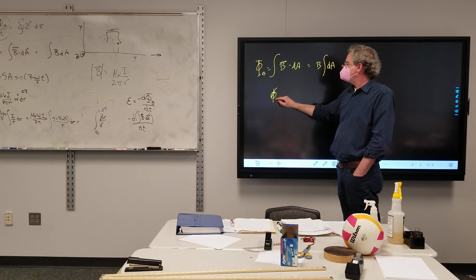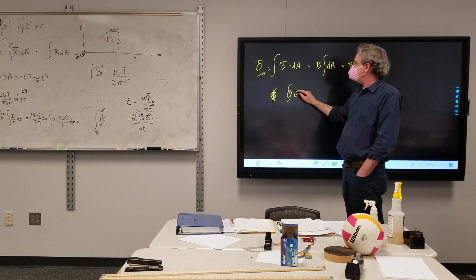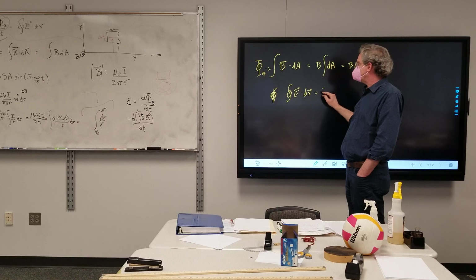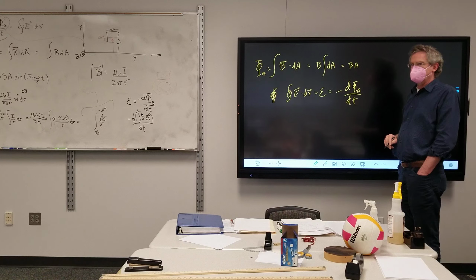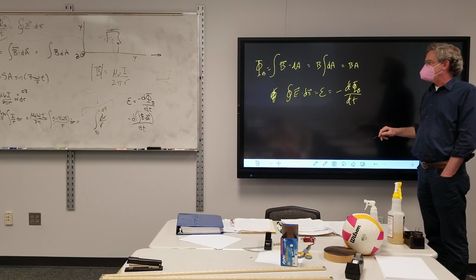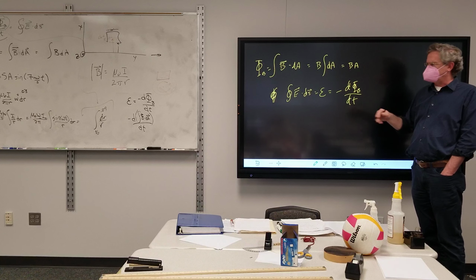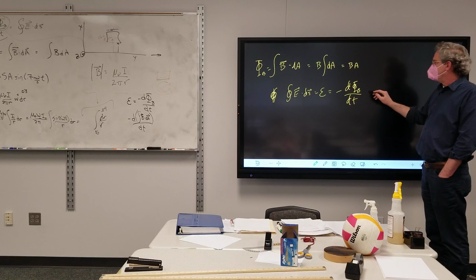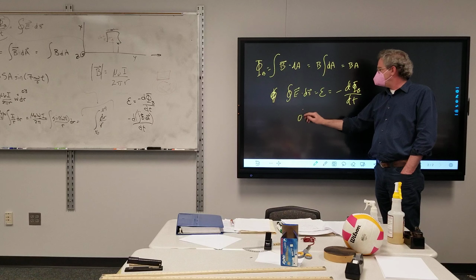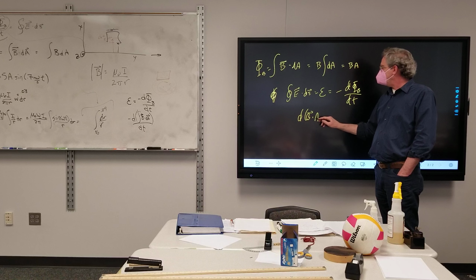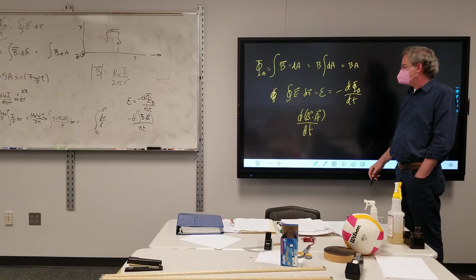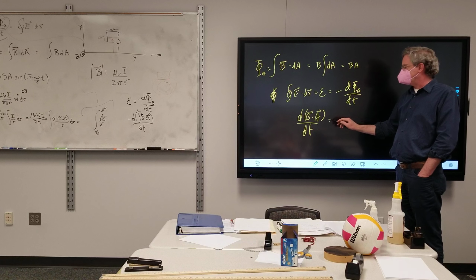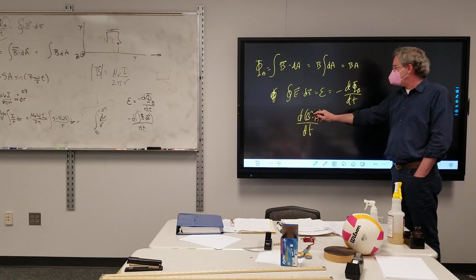My integral of E dot ds is just the EMF, which is negative d phi B dt, Faraday-Lenz's law. I ranked the magnitude, so don't worry about the negative sign. So I've got d(B dot A)/dt. What I care about is the magnetic flux. Oops, that should just be BA in this case.